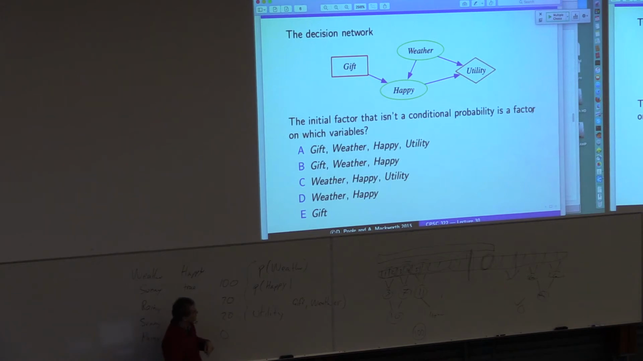Weather by itself wasn't an option anyway. It's conditional on nothing, but it's still, this one here, that wasn't an option anyway, no one said that, so it's definitely not gift. There's these three, there's this probability, there's this one, and there's the utility. Yeah. But isn't happy conditional? Happy is conditional on gift and weather.